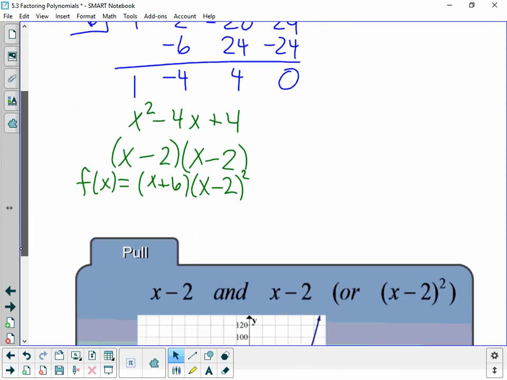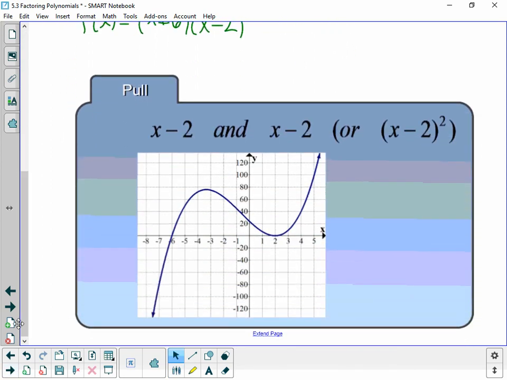Let's look at the graph. Hey, look at that. It goes through at negative 6. That was the factor x plus 6 that was given to us. We found two factors of x minus 2, which means it has a root of 2 with multiplicity. And look at that graph behavior. It comes down, touches the x-axis at the value 2, and then turns around and continues up.